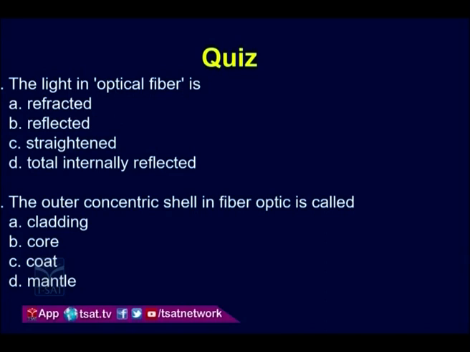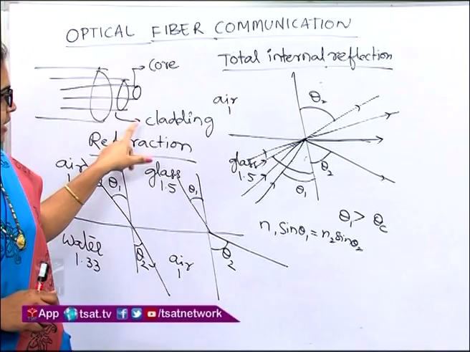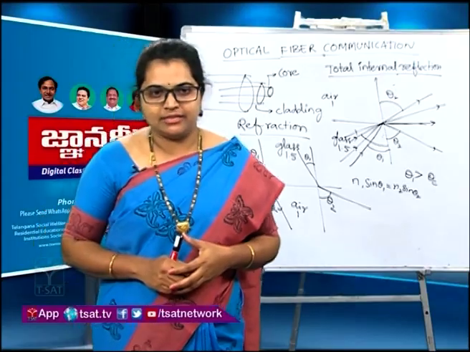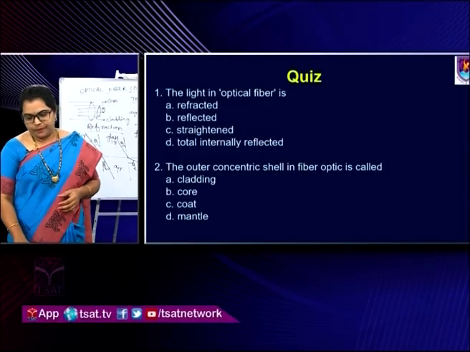And the second question, the outer concentric shell in fiber optic is called what? See here, the innermost part is core and the next layer is cladding, right? So, what is the answer? Option A is the answer, that is cladding.